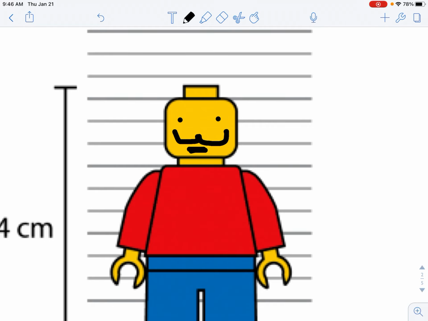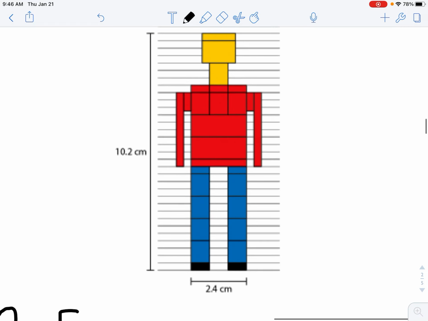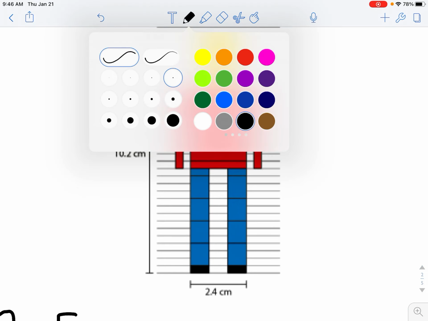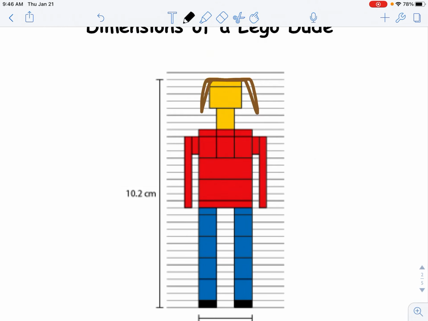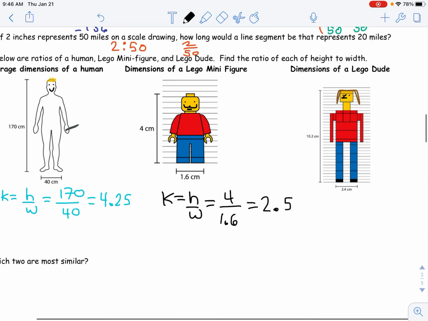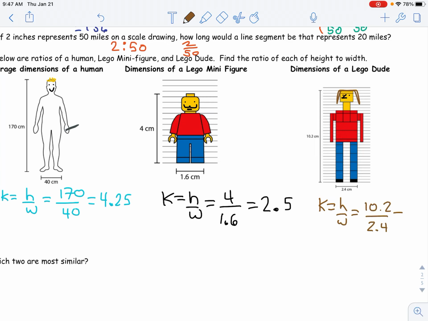Here's the dimension of a Lego dude. Let's make this Lego dude Miss Linker. She helps us out first period sometimes. She has brown hair, black soulless eyes, beady eyes, and a long nose. That's Miss Linker. The scale factor for Miss Linker, height over width, is 10.2 over 2.4, which, OMG, is 4.25.